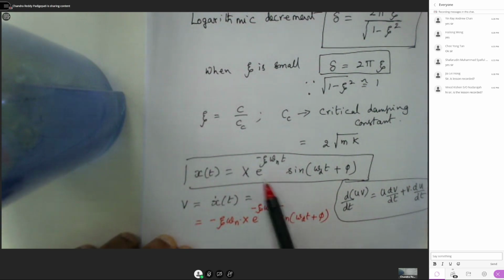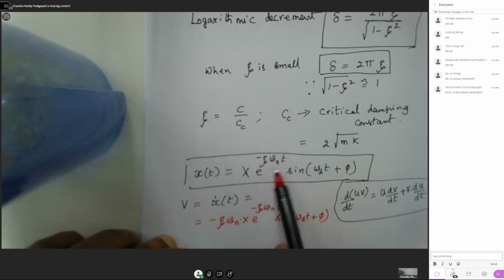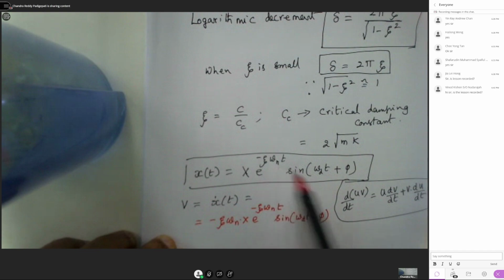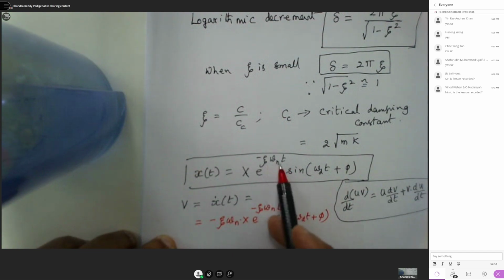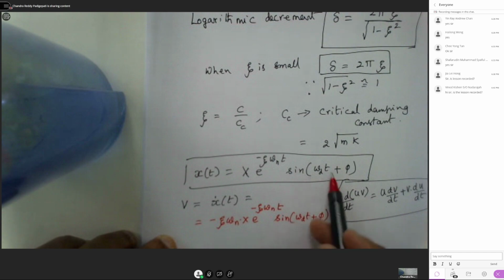So this is the term you get when you take the derivative of the first term, the exponential term. The derivative of exponential power x is exponential power x, but here we have a negative eta omega n t. So negative eta omega n will come in as a multiplication, then the whole thing exponential power as it is.